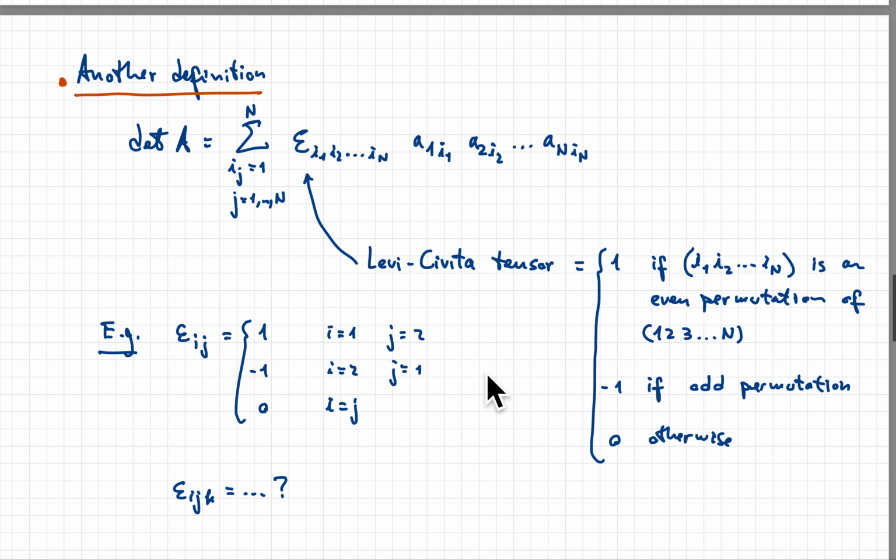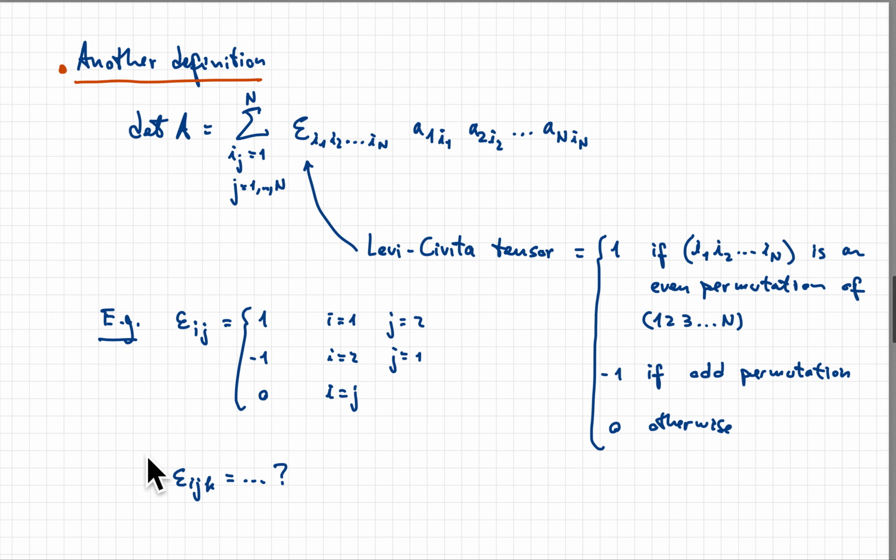So let's see an example of that for one of the most trivial cases of epsilon ij, when you have a matrix of size 2 by 2. That tells us that epsilon ij is 1 if i equals 1 and j equals 2. This is the 1, 2 order, the normal order of the integers. Then minus 1 if you inverted the order, 2 and 1, and it's 0 otherwise if you have 1, 1 or 2, 2. And so what this does is it couples the crossed elements that we saw in the definition of the 2 by 2 determinant.